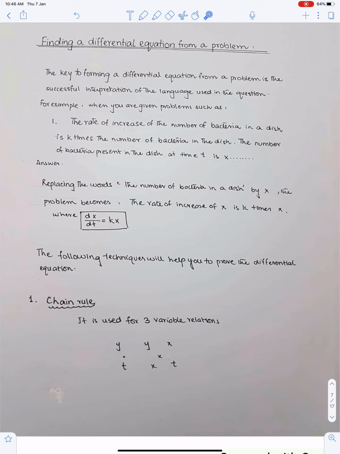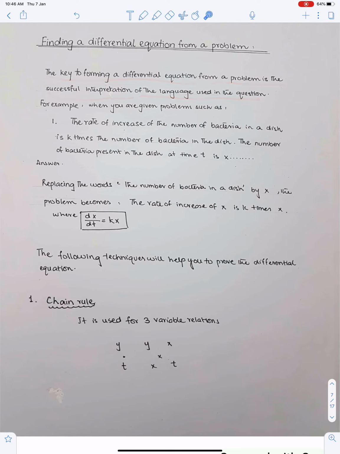Finding a differential equation from a problem. This is very important. The key to forming a differential equation from a problem is the successful interpretation of the language used in the question. This is very important. You need to go through the question very carefully.